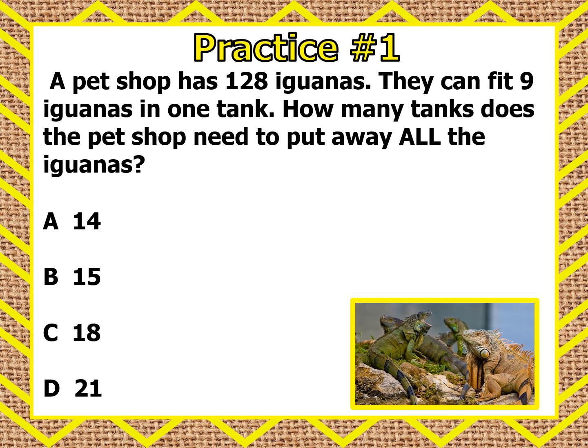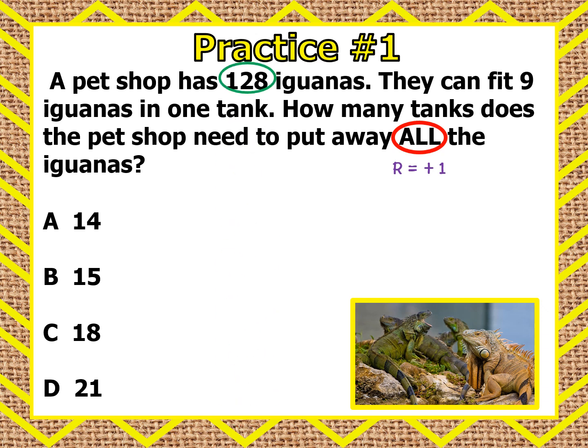I see that this problem wants me to determine how many tanks are needed to put away a certain number of iguanas. I know that the pet shop has 128 iguanas, and I know they're going to make groups of 9 because they're going to put 9 iguanas in one tank. So I know I'm going to make groups, so I know I'm going to divide. But the problem wants me to put away all the iguanas. So I know I cannot have any iguanas left out of the tank. So if I have a remainder, I know I'm going to need one more tank.